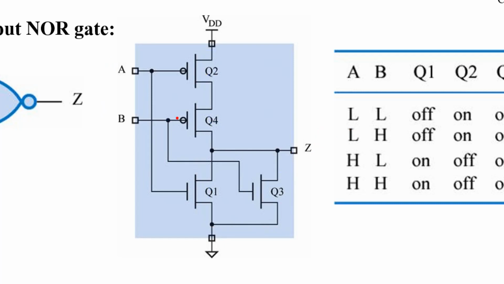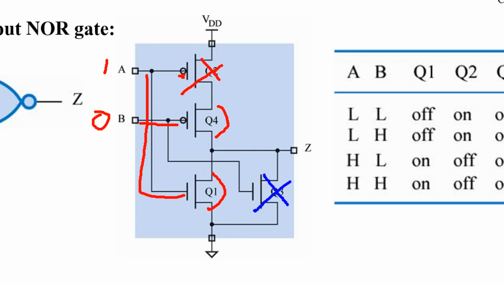And if I apply 1 here and 0 here, and this one is active low, then this one is turned off, and this one turns off. How about this? This one is on, active high, and 1 or high here, so this one is on. And how about this? This one is 0, so this one is active high, but you apply 0 at the gate terminal, then this transistor is off.